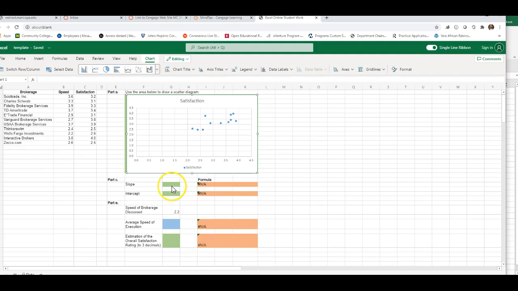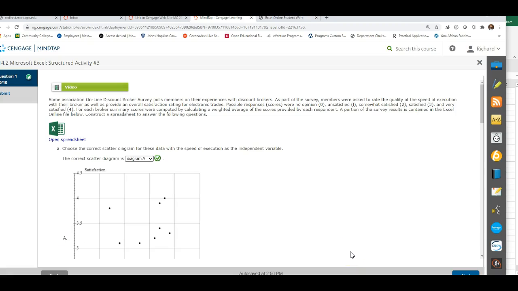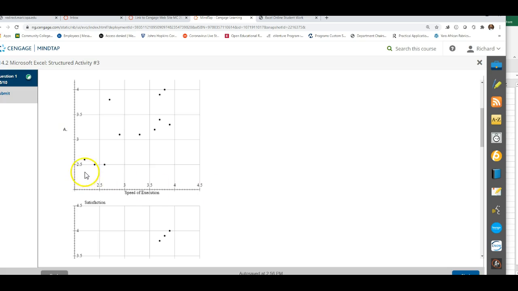So in addition to that, they want to know the slope, the intercept. They give the speed of brokerage discussed, the average speed of execution, and the estimation of the overall satisfaction rating. So let's go back to the problem to make sure we understand what we're being asked to do. So in answering part A, the correct scatter diagram is diagram A, I believe. This is the one that most closely matches the scatter diagram that we created.